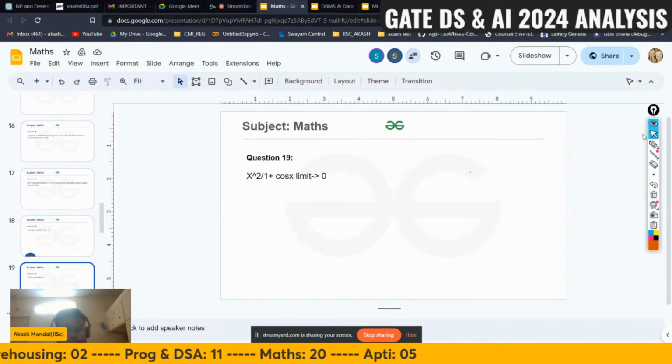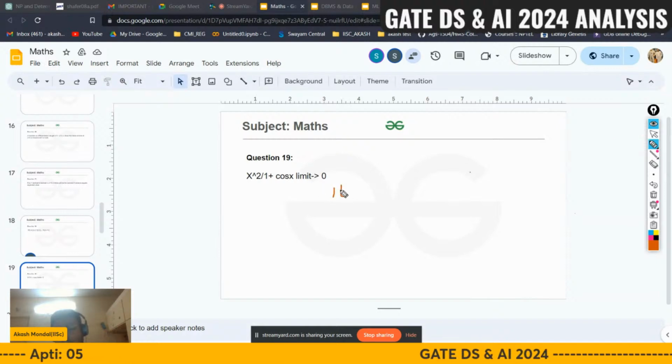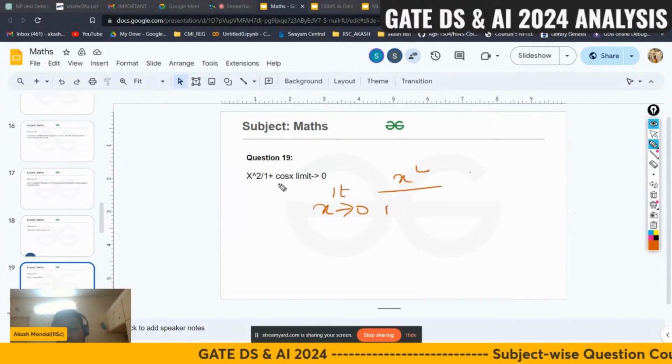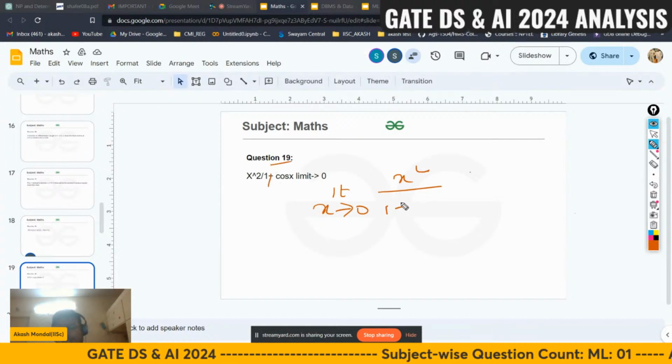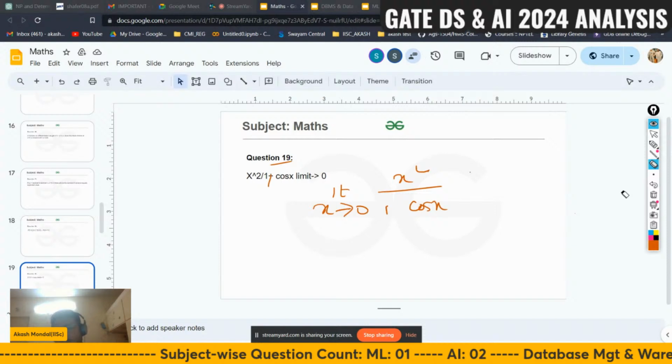Now let's see this question, question number 19. Here you need to compute the limit as x tends to 0 of x squared by 1 ... This should be minus, right? If it is plus, then the problem is trivial. So I don't think it's plus, it has to be minus.